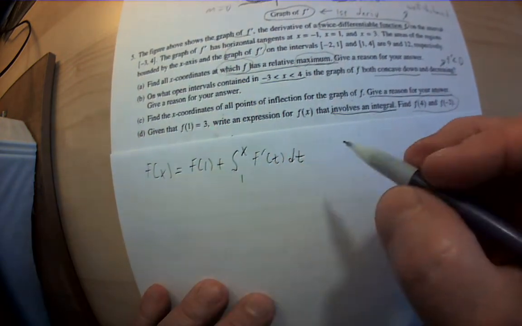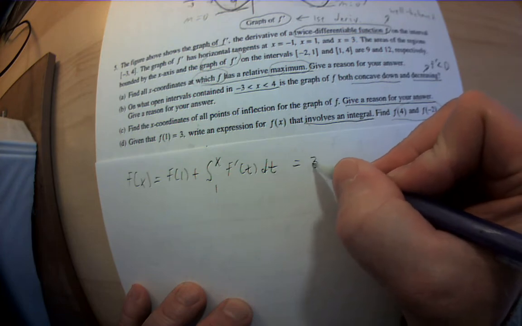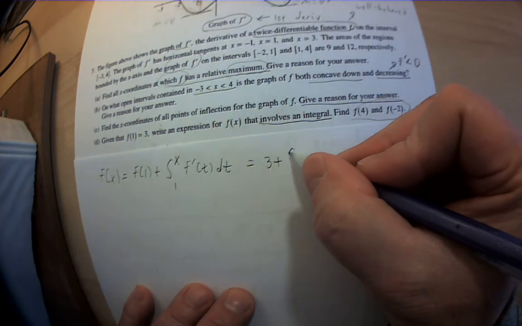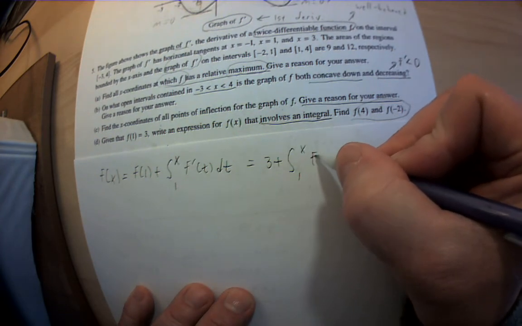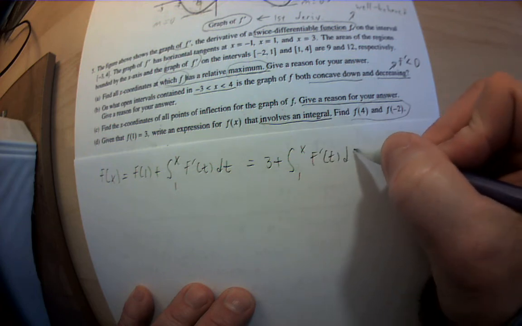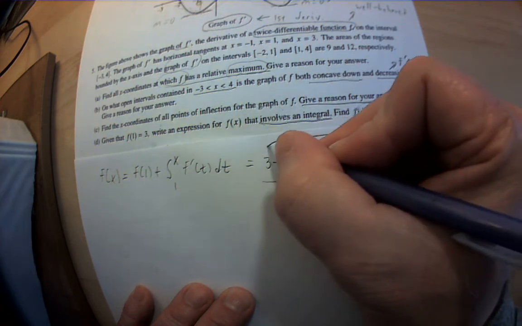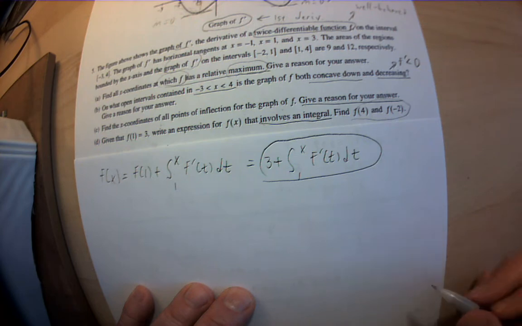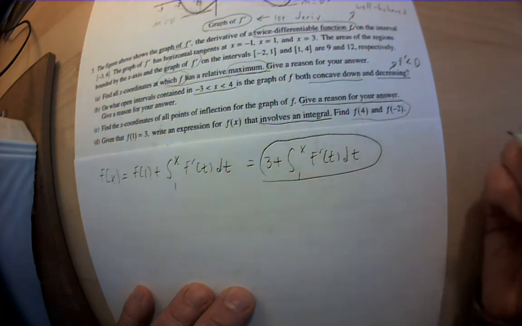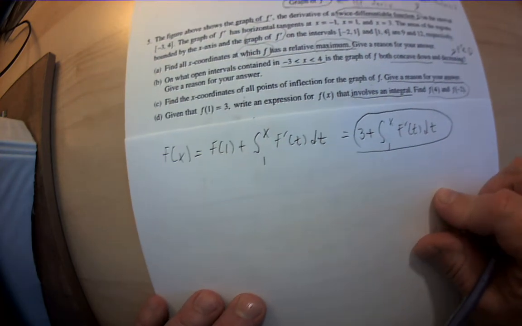I know what f of 1 is, so I can write this as 3 plus the integral from 1 to x, f prime of t dt. That's what they're looking for, okay? I look over at the solution, and they give you 1 point for writing that, okay?